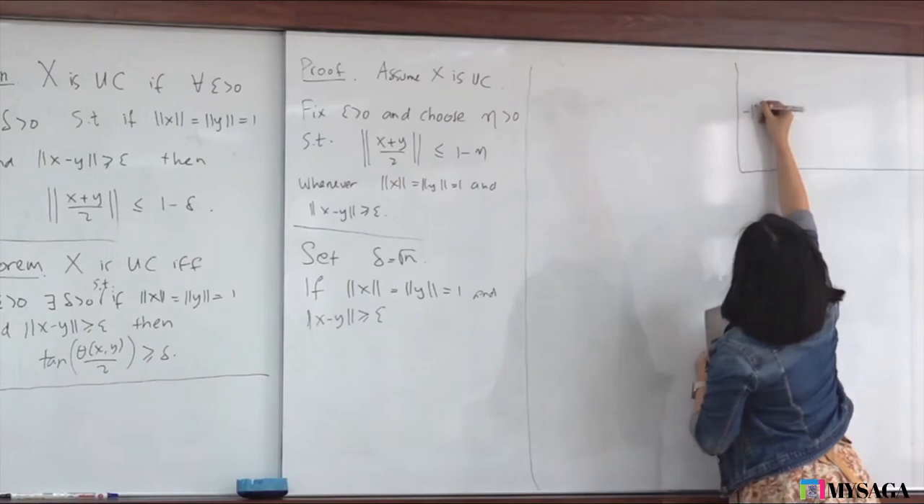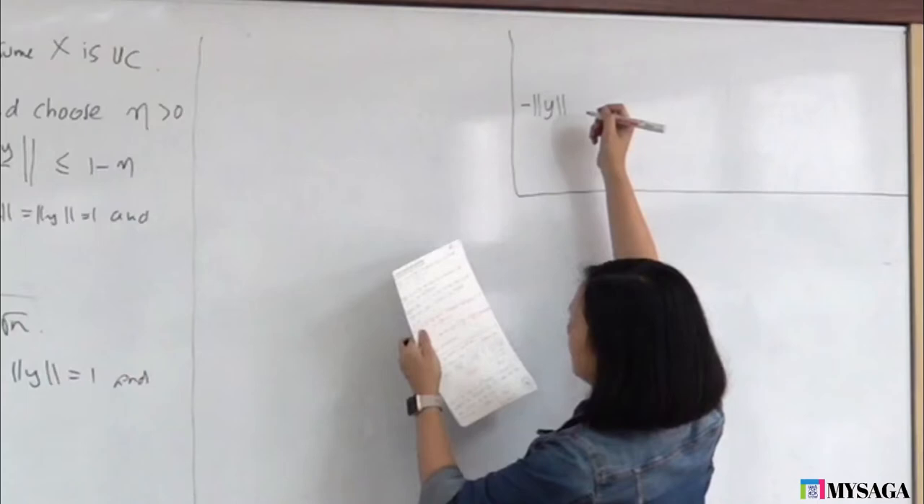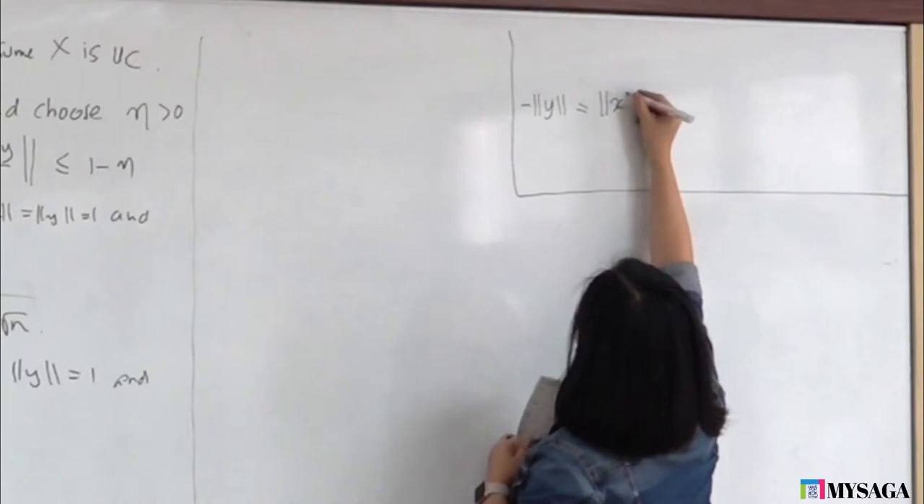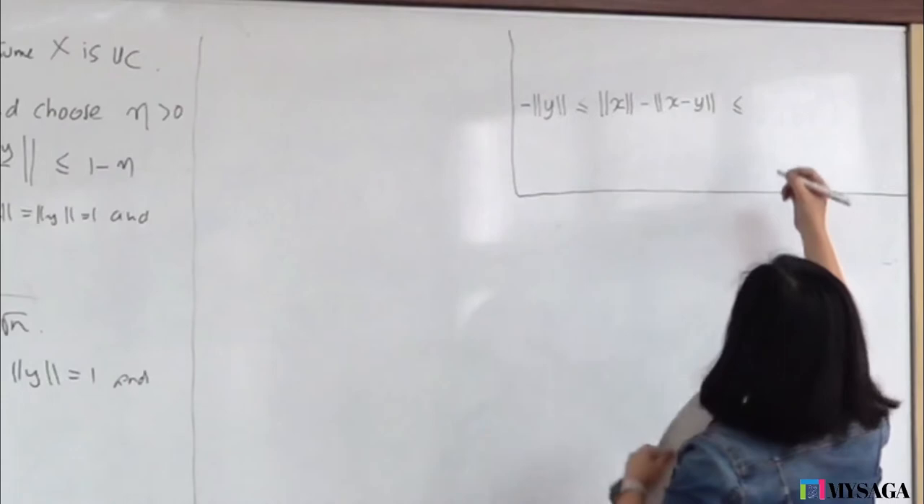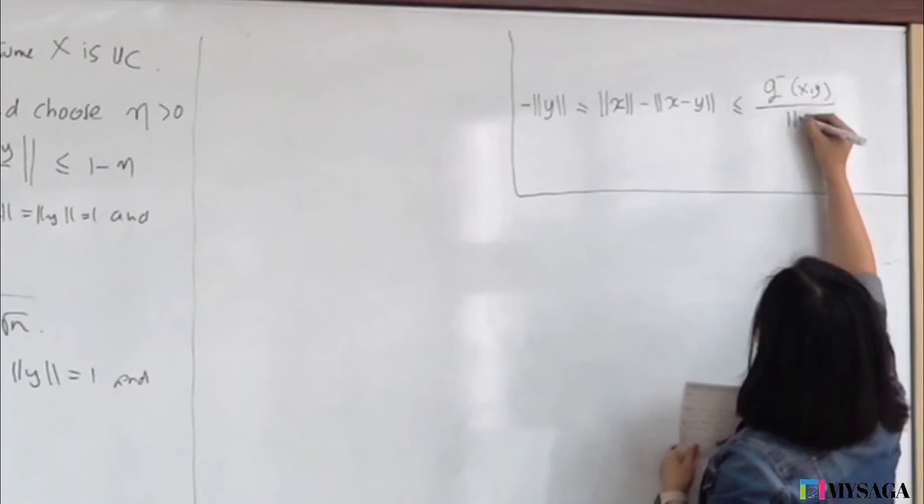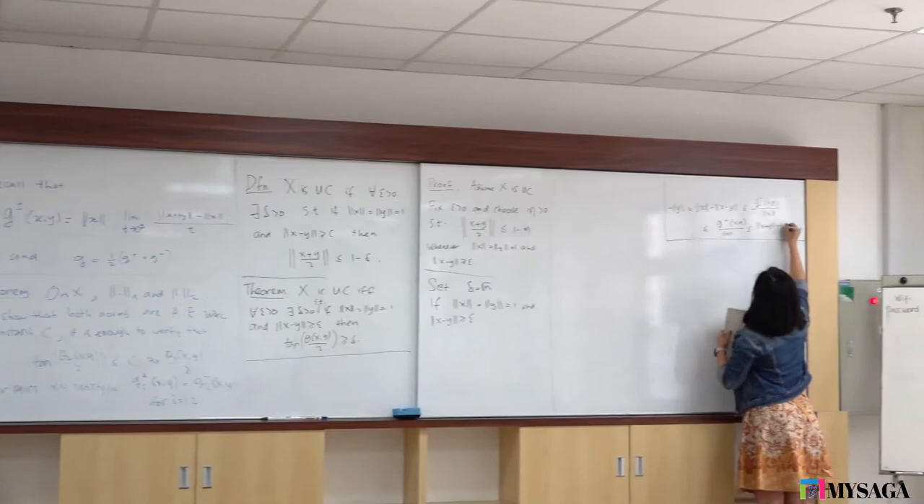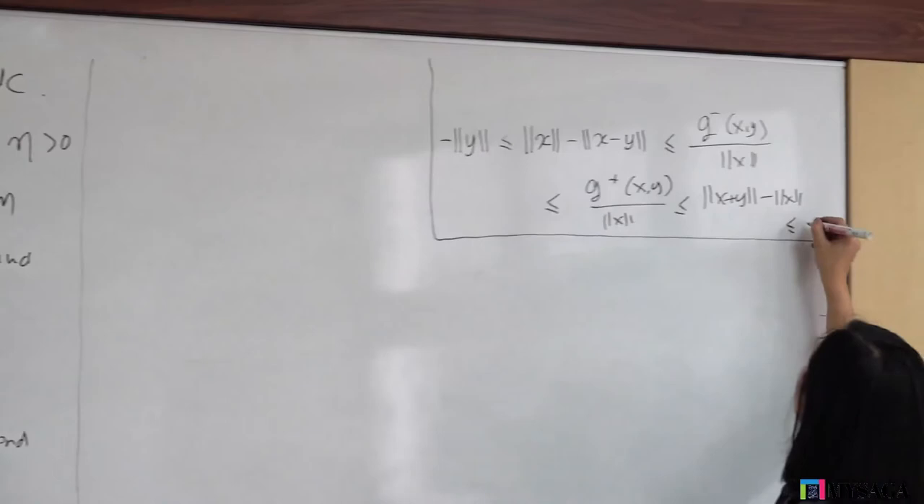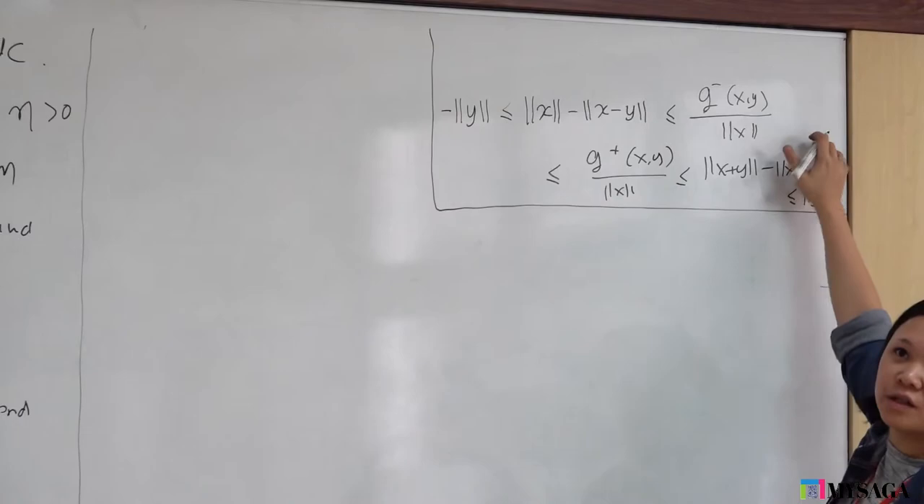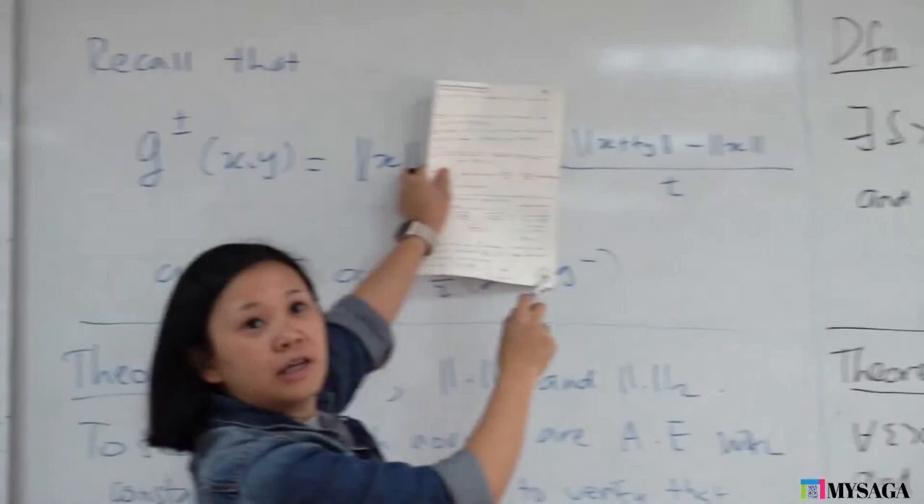another exercise that you can show is that you always have the following inequality. Norm x minus norm y is less than or equal to norm of x minus y, less than or equal to g of x, y divided by norm of x, less than or equal to g plus x, y divided by norm of x, less than or equal to norm x plus norm y minus norm x. Is that true? Yes. Less than or equal to norm y. Okay. To prove this, use the fact that the mapping from t to this is non-decreasing. Prove that. Okay. So for all x, this is true.